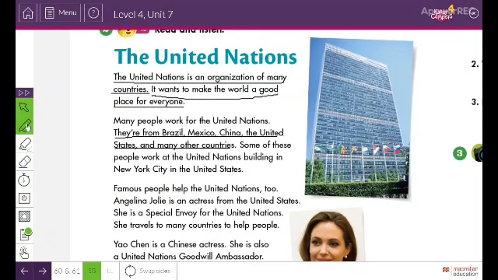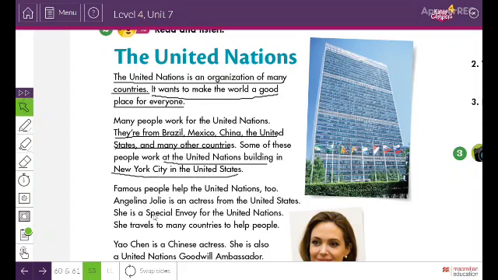Where do they work? They work at the United Nations building. And where is it located? Yes, correct. It's located in New York City in the United States.